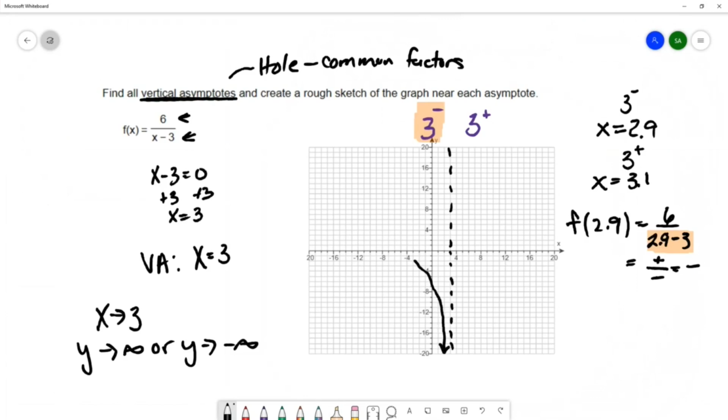And then I'll do the same thing. I'm going to calculate f of 3.1. That's 6 over 3.1 minus 3. That's a positive value, which is 6, over 3.1 minus 3 is also positive. Positive divided by positive is positive. So on the other side, my y is going to approach infinity. So this gives us a sketch of the graph near the asymptote x equals 3.